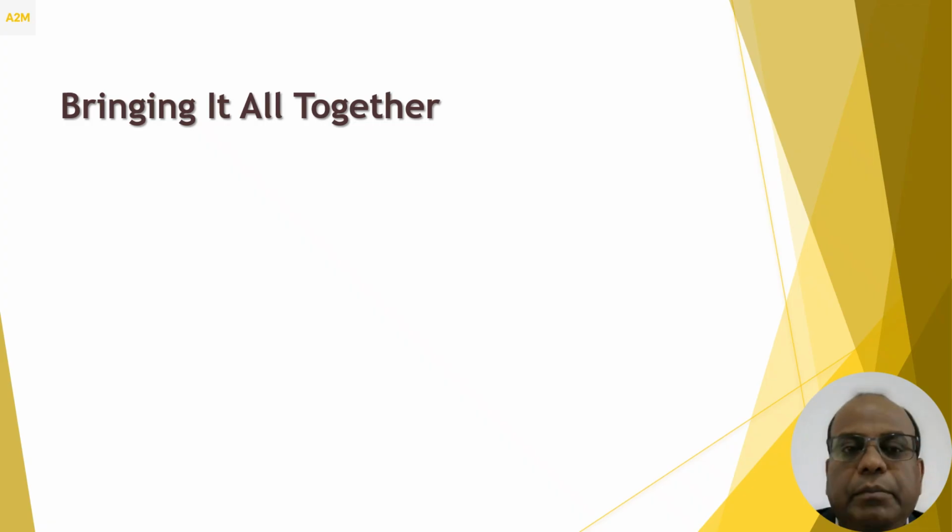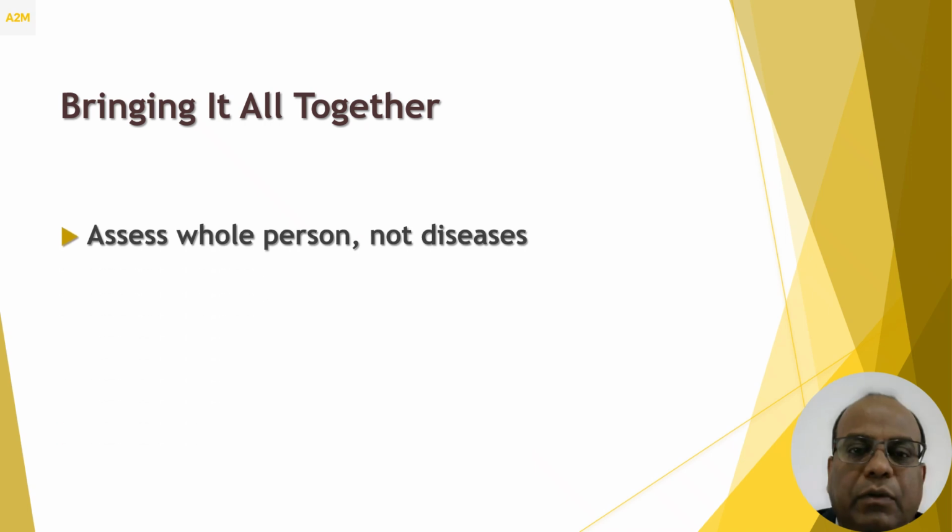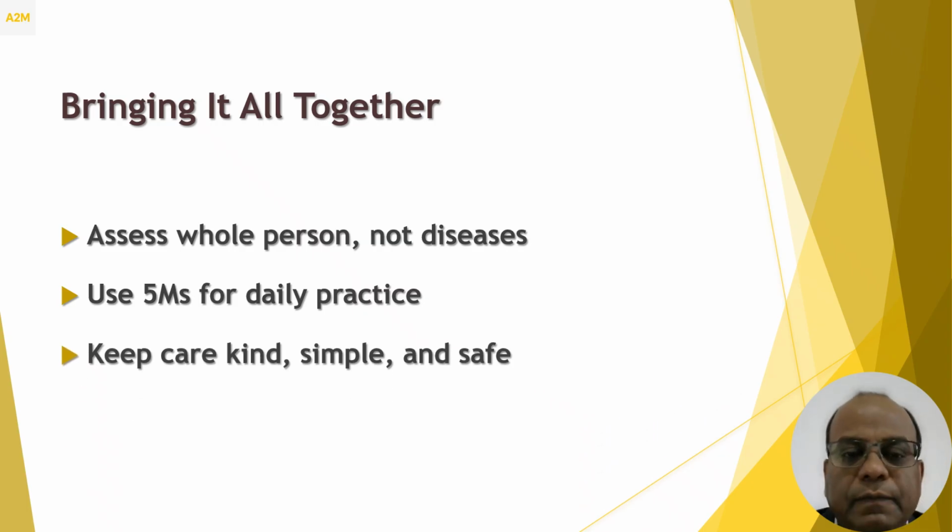Now we bring all the pieces together. Caring for older adults is not about rushing or doing more tests. It is about slowing down, thinking broadly, and seeing the whole person. It means using the 5 M's: mind, mobility, medications, multi-complexity, and what matters most in every visit.